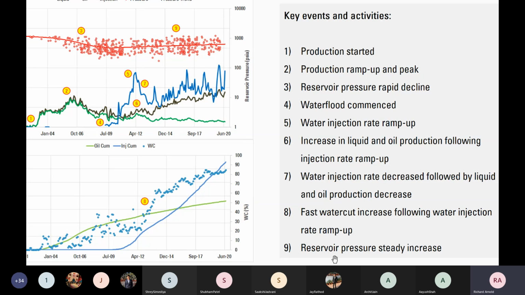And at number 9, we can see reservoir pressure steadily increase. Okay, so it is a steady increase of our reservoir pressure.